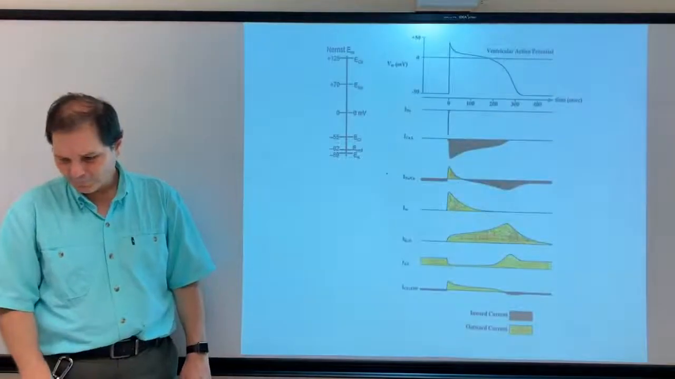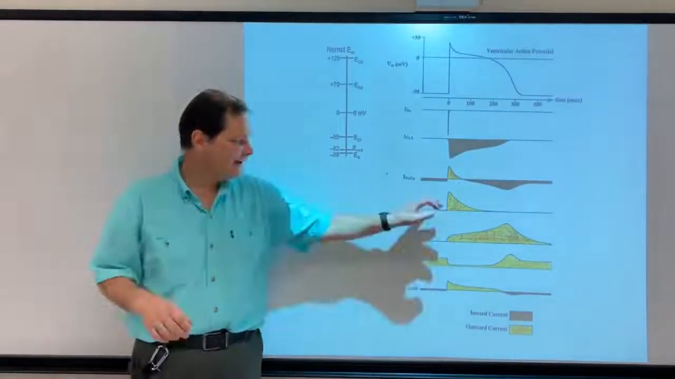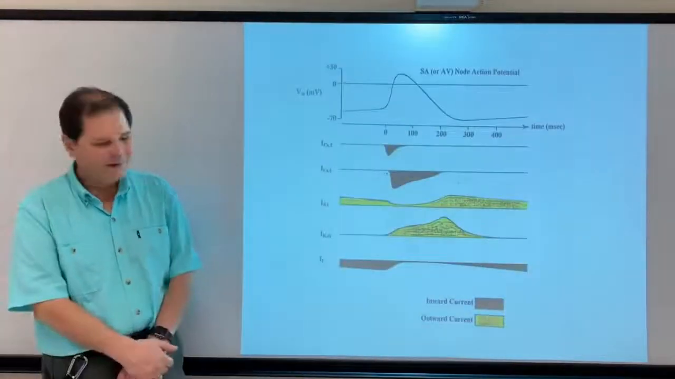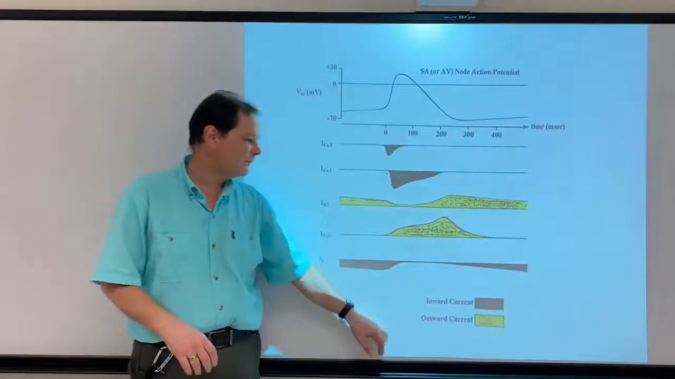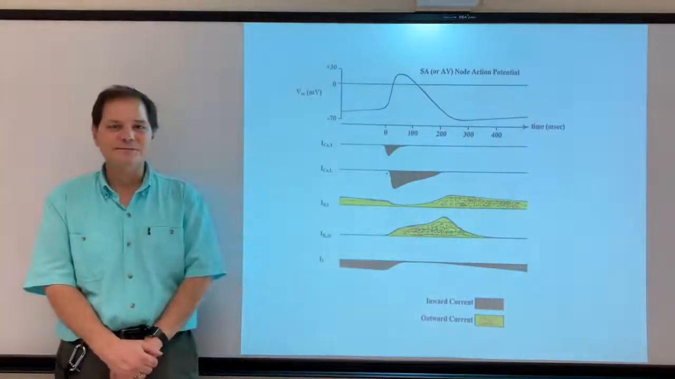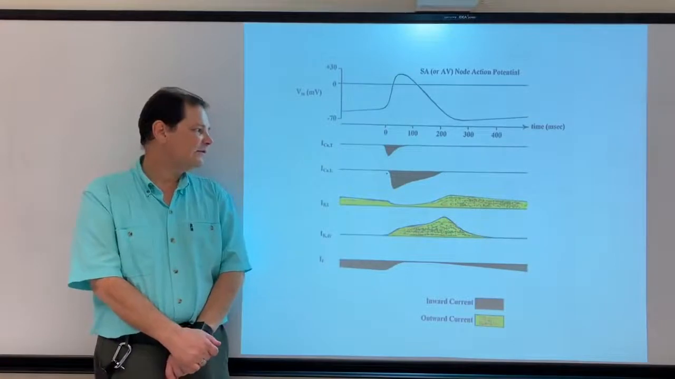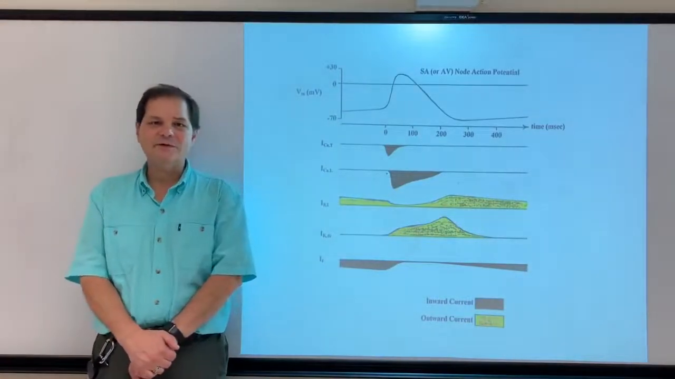Okay? All right. So that's all I got. Again, this is your summary slide for the ventricular action potential. This is the summary for the SA nodal action potential. Very similar, and so worth your while to go through these and understand them.